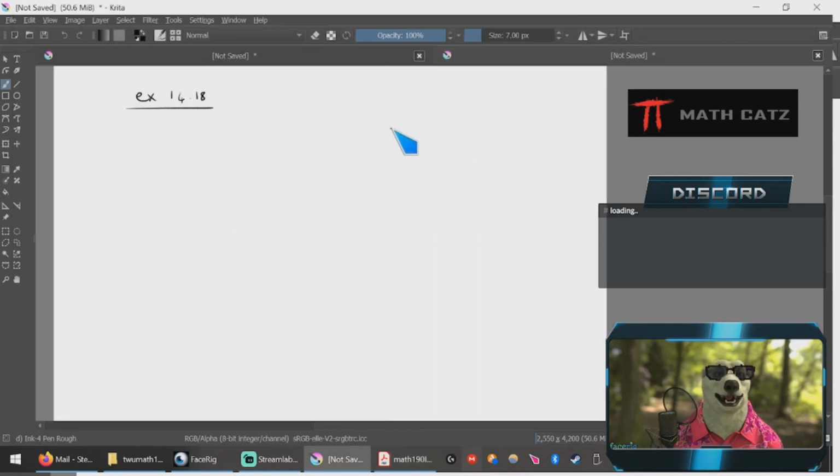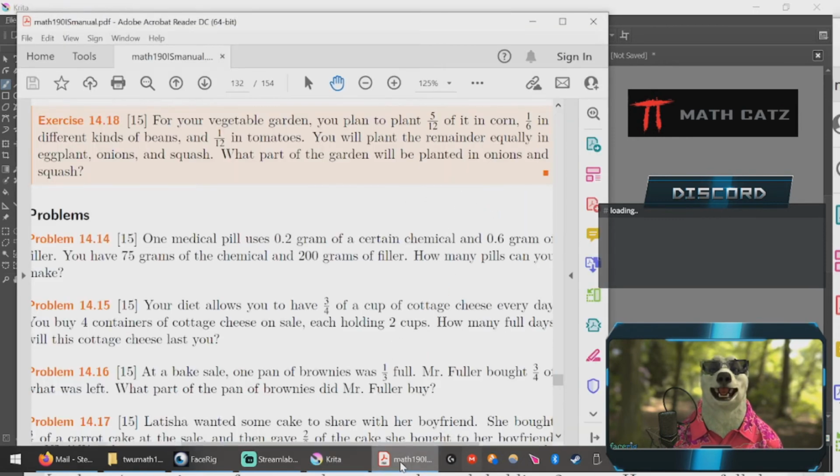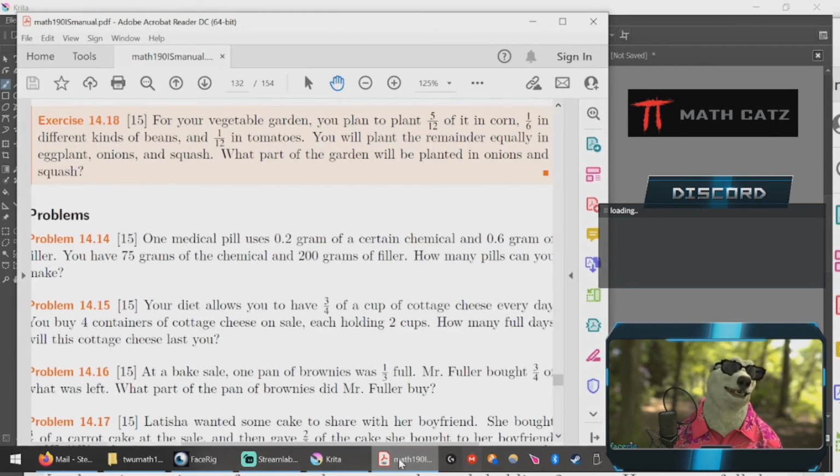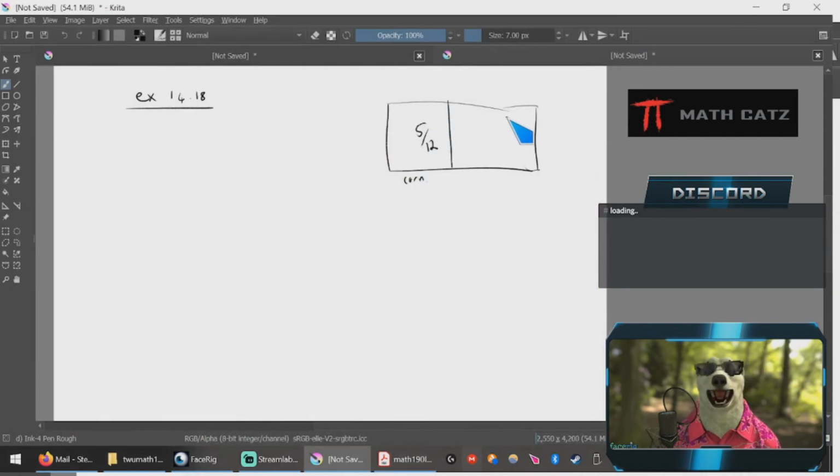So I have my garden. Let's draw a little picture. Why not? There's my garden. Very pretty garden. I want to plant 5/12 of it in corn. That's almost a half, right? 5/12 corn. I'm not using the picture to make any specific conclusions. I'm just taking my time, drawing something. Maybe that's a 1/6. I don't know.